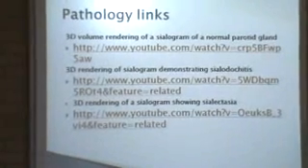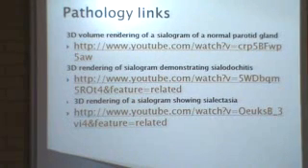We have pathology links. Hopefully they work. They were working earlier.